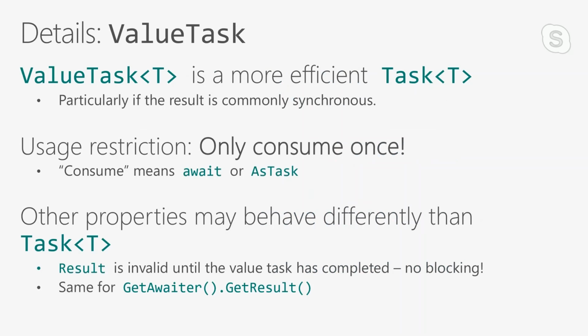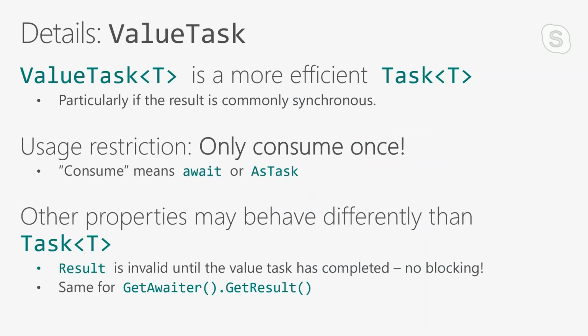ValueTask is great. It's a more efficient version of task. But it comes with a couple important usage restrictions. One of those is you can only consume it one time. Normally, you would await it and just keep on going. If you need to do anything more complicated, you should probably just be calling .AsTask, which converts the ValueTask into a task. So you can only consume it one time because the ValueTask can actually be reused under the hood.